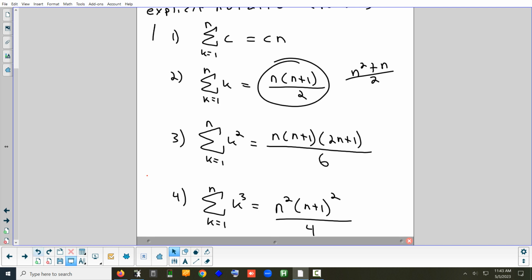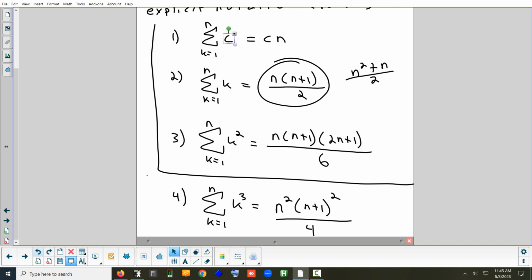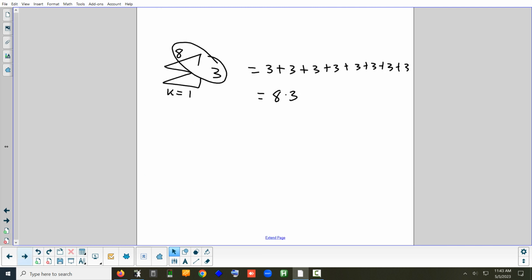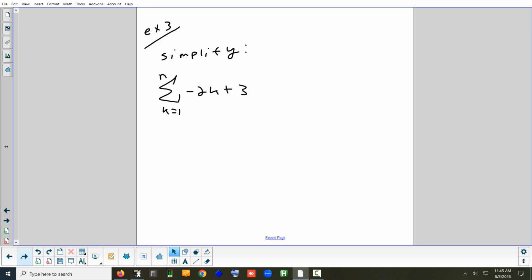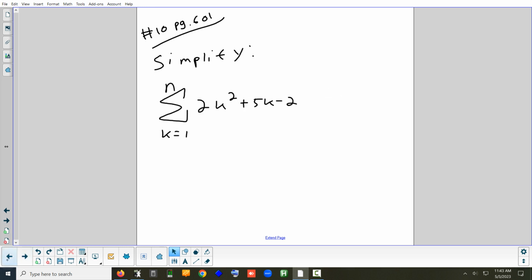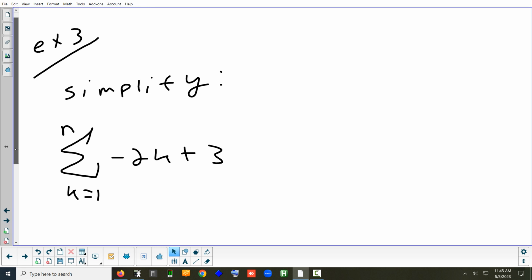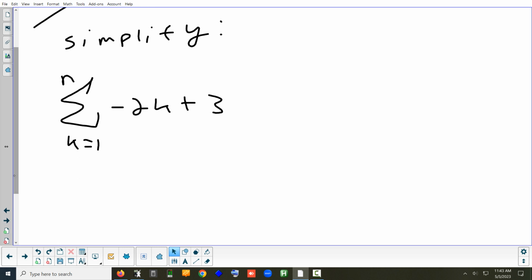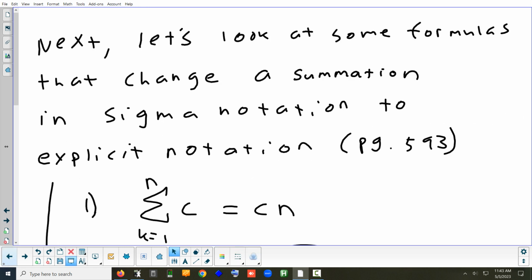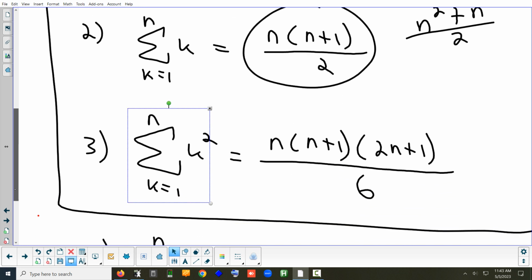Okay, but these are pretty much the three things you've got to look for: either adding up a constant, adding up something that just has a first power, or something with a second power. Let's try this one. We've got to make this look more like these.